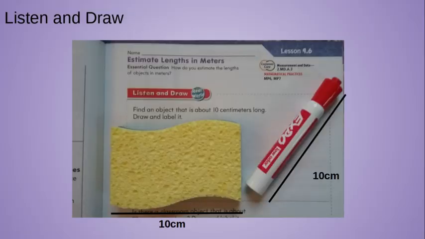Let's take a look at the Listen and Draw section in your problem set first. It said we needed to find an object that is about 10 centimeters long. Draw and label it. Well, I searched around my house and I found a sponge and an expo marker. Both of those were close to 10 centimeters long. Go ahead and look around your house and find a couple objects that you can draw and label that are close or about 10 centimeters long. Remember, you can pause at any point in the video so that you can stop and complete each section.